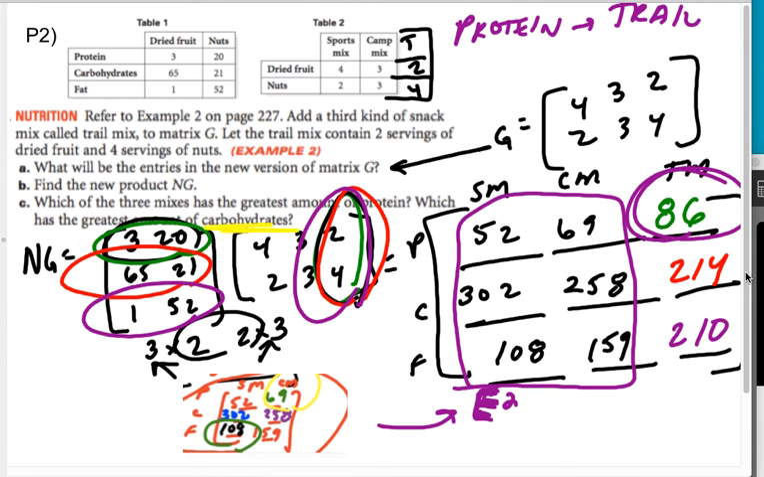Well, the greatest amount of carbs would be the sports mix, right? So sports would be the greatest amount of carbs. And I wrote that backwards, but instead of before, I wrote protein and then trail. But those are the answers to the 2 questions that they asked. All right, cool. Let's talk about another application.